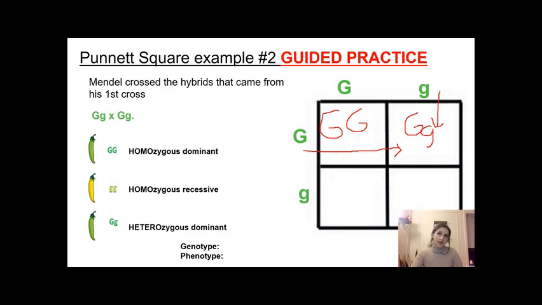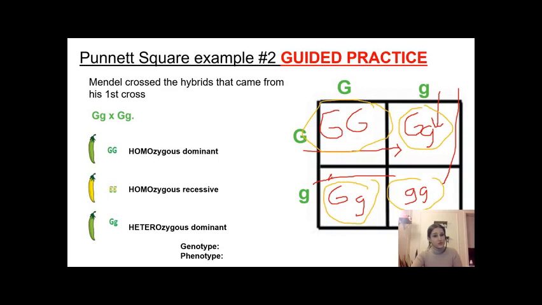Perfect. And Jessica, for this one over here, exactly, big G, little g. And for the last one, Franklin, good, it's going to be little g, because you're going across and down. So now we have big G, little g, big G, little g, and little g. Now remember these, they're over here. Now we've got to figure out the genotype and the phenotype.